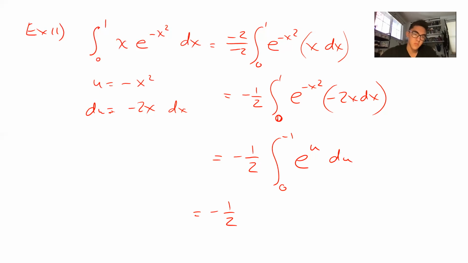Not a power rule, no. It's just e to the u, because e to the x is e to the x. So e to the u is just e to the u. Okay, so that definitely makes it easier to have -1.